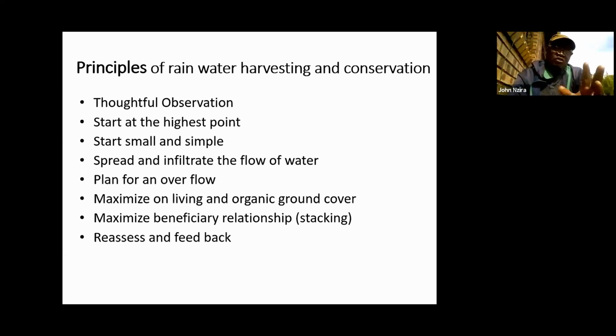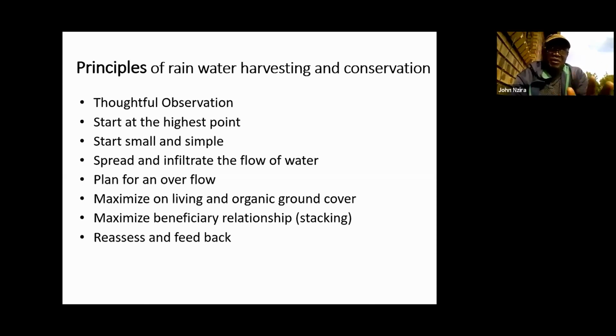Maximize beneficial relationships and stacking. Try to link different species together to create stacking, to create a biodiversity system, or create a forest within a piece of land where you are, so that when water reaches that area, it is trapped and goes down into the ground.